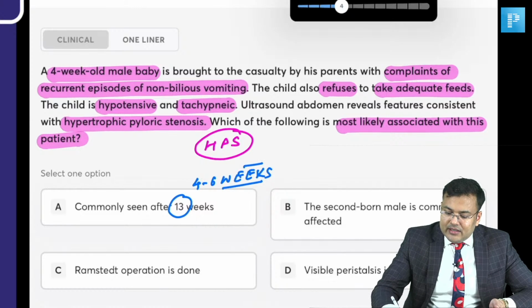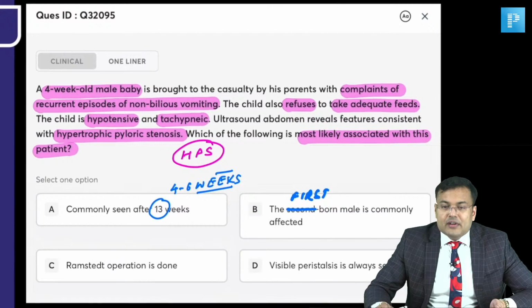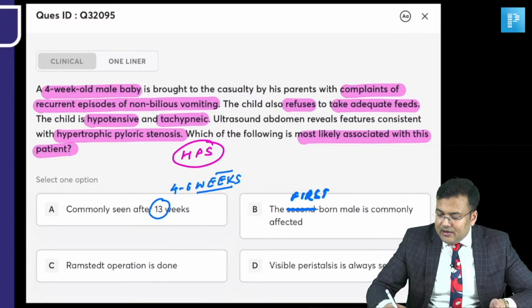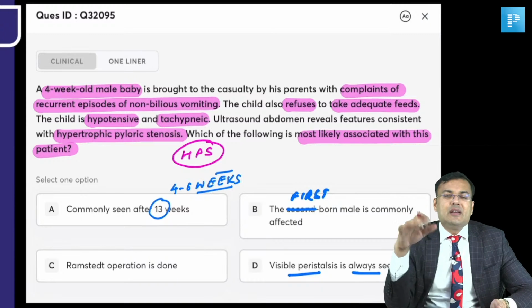Presentation, guys, it is after 4 to 6 weeks. It is first-born males who are most commonly affected. Visible peristalsis is always seen? No. In the majority of cases you can find visible peristalsis, but not always.